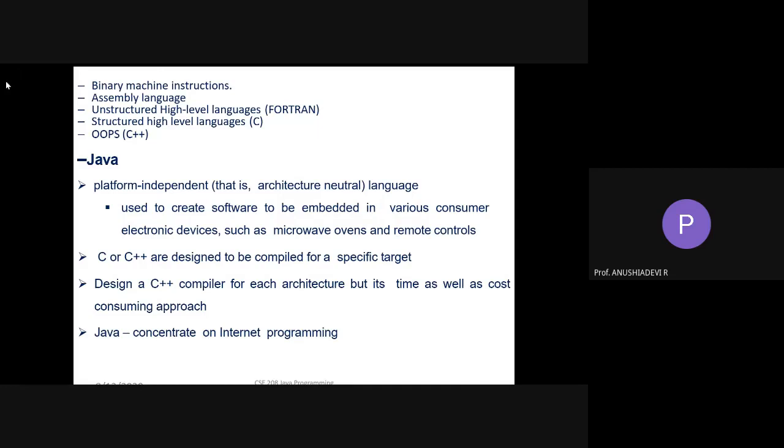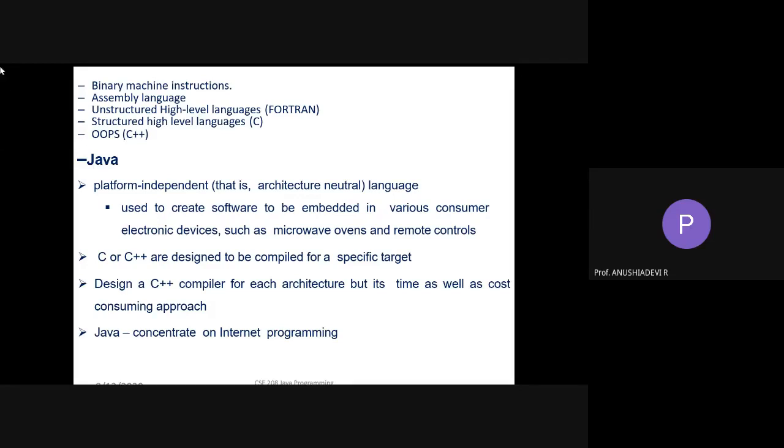Also, for compiling a C program and a C++ program, you need a different compiler for each platform. But in Java, we don't need a different compiler for each platform. Designing a C++ compiler for each architecture is both a time-consuming and cost-consuming approach.